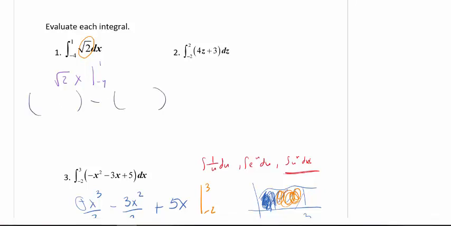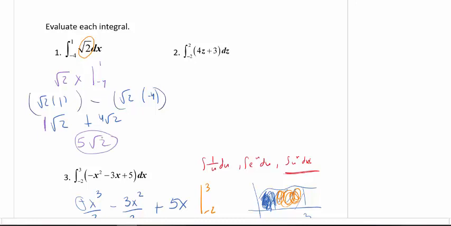Again, we're going to subtract after we plug in. So that's going to be square root of 2 times 1. It's going to be square root of 2 times the negative 4. So we get square root of 2. This negative and negative will cancel. 4 square root of 2. Remember, you can always put a 1 in front to help you, so I now end up with 5 radical 2 as my answer.